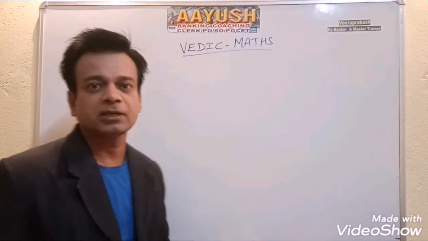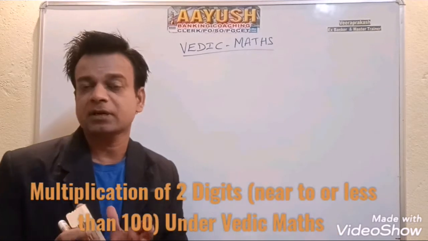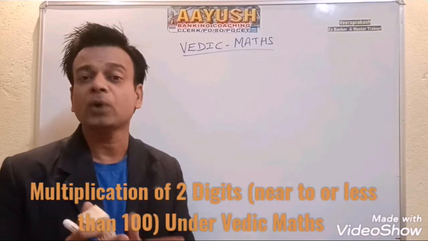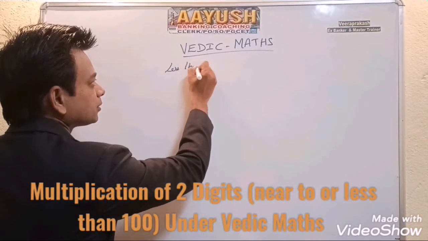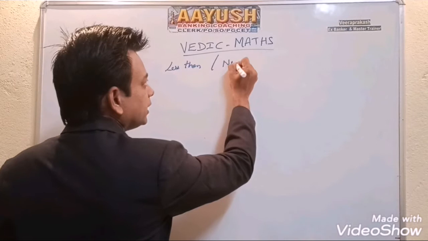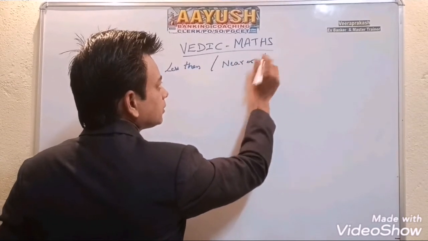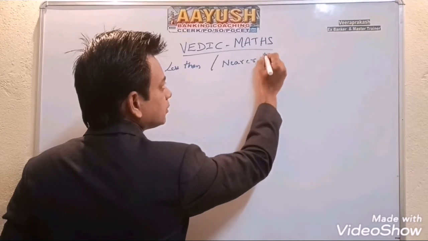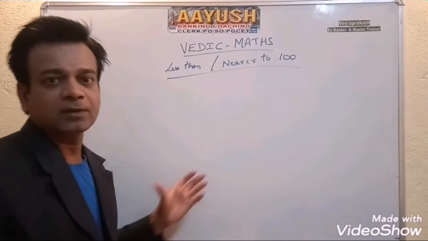Okay. So under this first one, we are going to multiply the digits which are less than 100 or near to 100. So which are the numbers which are less than 100 or near to 100?